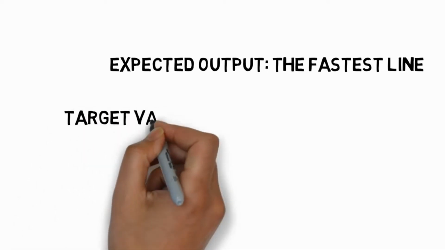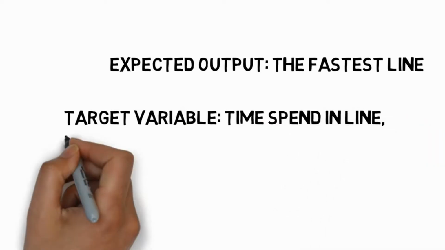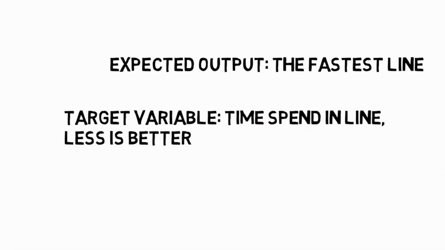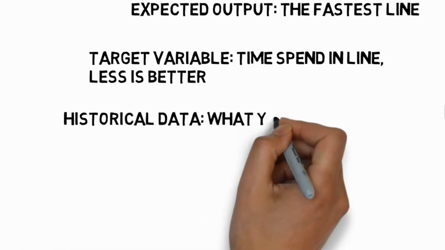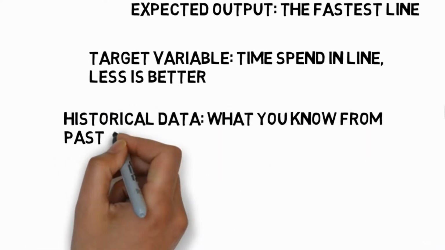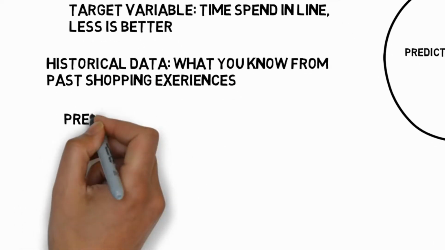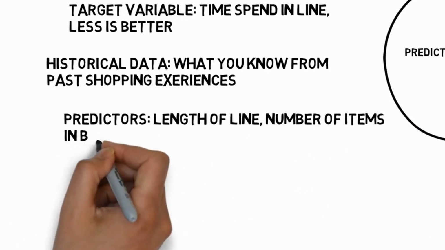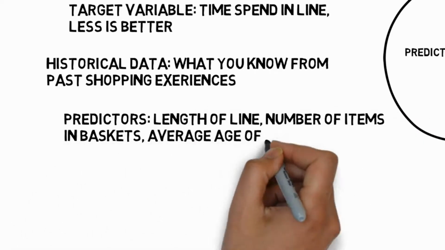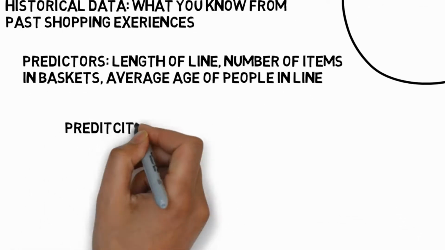The expected output. What's the fastest line? That's the one you need to pick. Target variable. The time spent in the line. The less, the better. What's the fastest way to leave the shop and go home? Historical data. Your past experience from previous shopping sessions. Predictors or features. The length of time, the number of items in the basket, the average age of the people in line. The predictive model, the one that your smart brain picks.